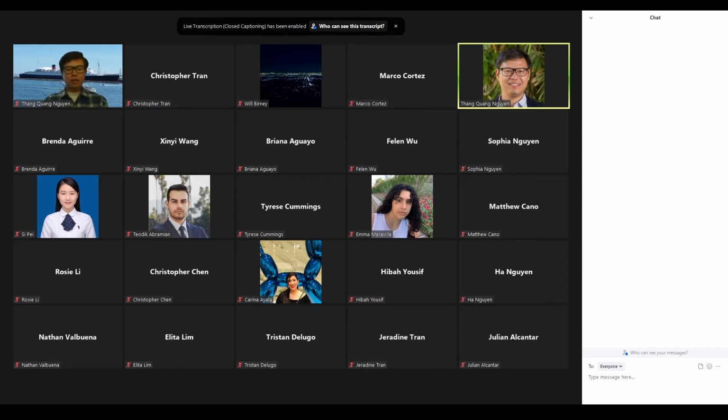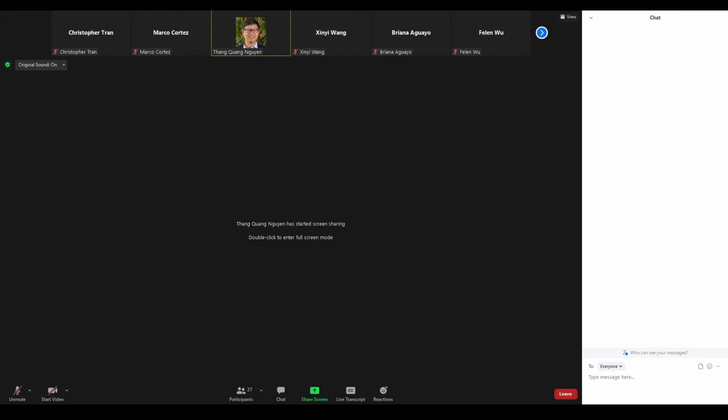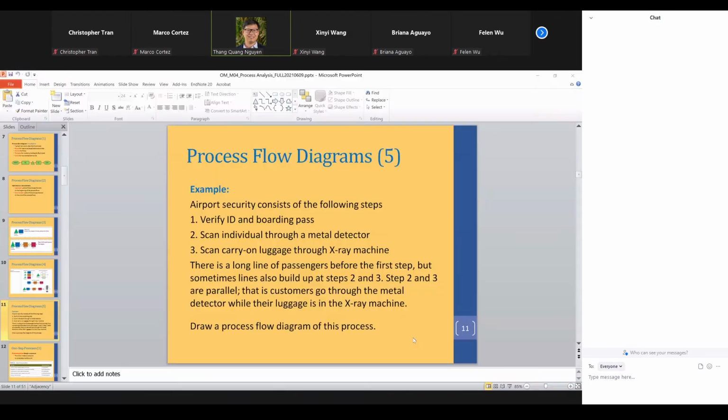Like through the examples. So today, let's go back to the example that we left off last time. We did not have a chance to actually work on it. So let me show you the example. Okay, so we have the airport security example on slide 11.